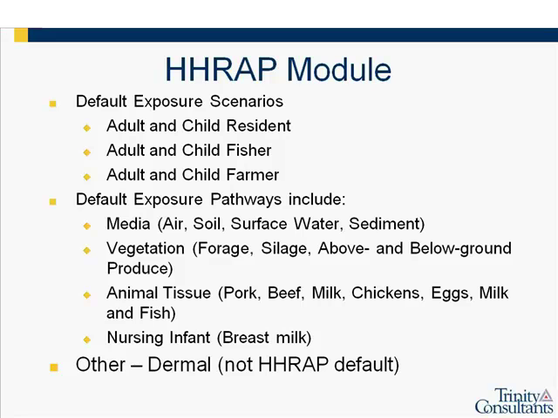And then above and below ground produce for evaluating the exposure directly to human ingestion. The different animal tissues listed: pork, beef, milk, chickens, eggs, milk, and fish. And there's also a nursing infant or breast milk pathway specific for evaluating dioxins.